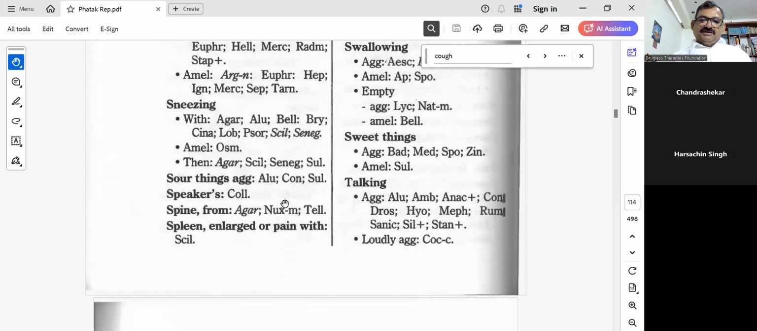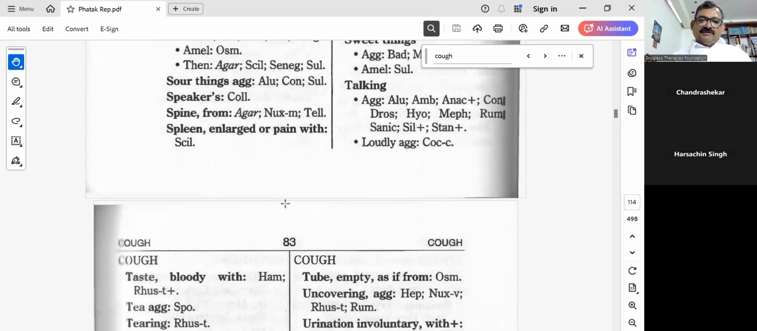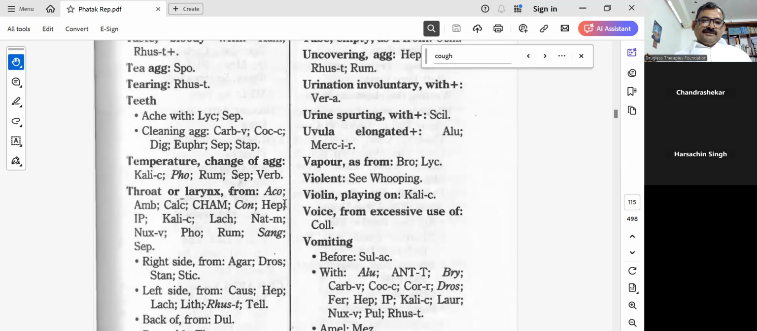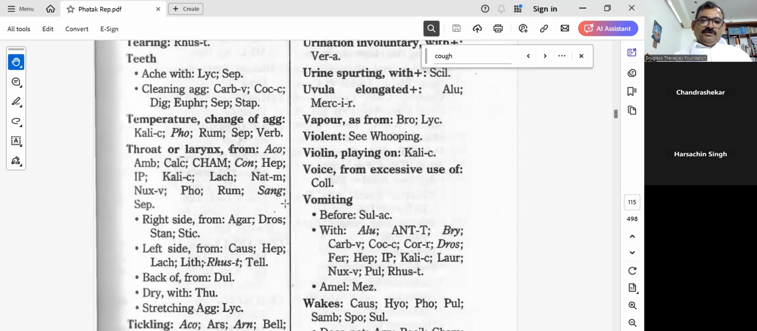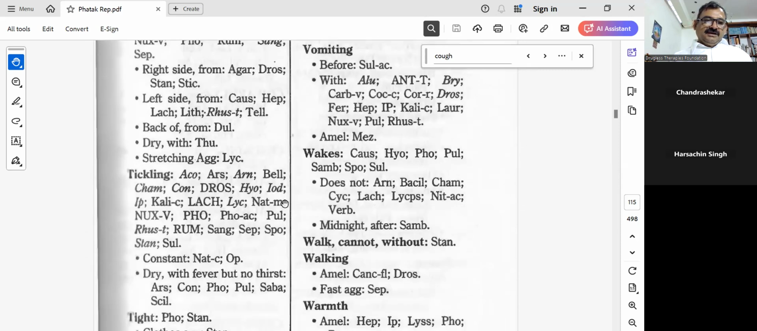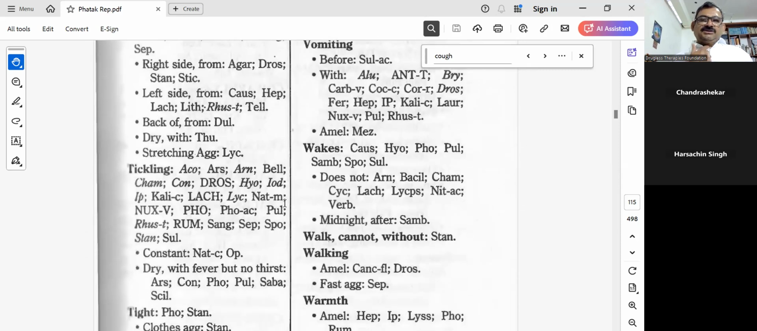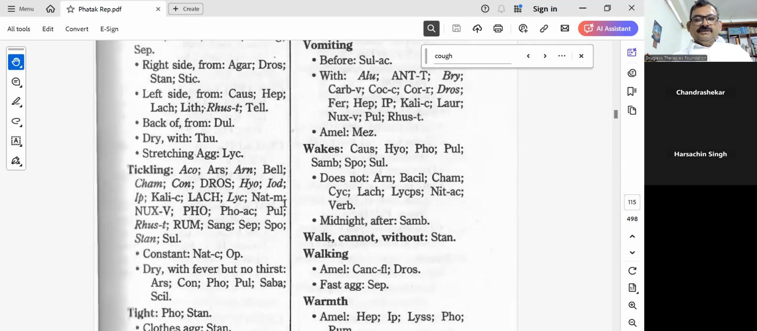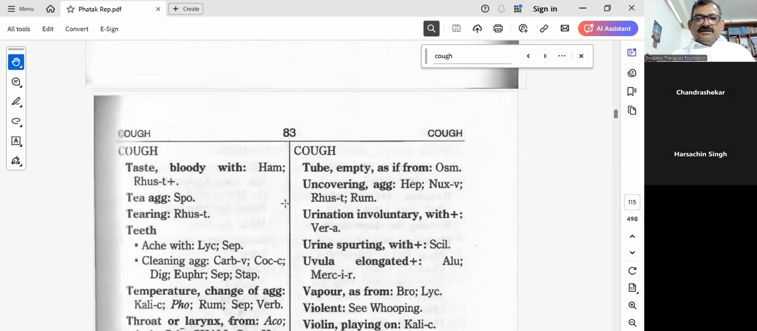Swallowing aggravation, sweet things aggravation, talking aggravation, loudly talking aggravation. See how beautifully it is tickling. In the throat there is a small irritation like that, tickling and then getting the cough. So this is how we have to find out.